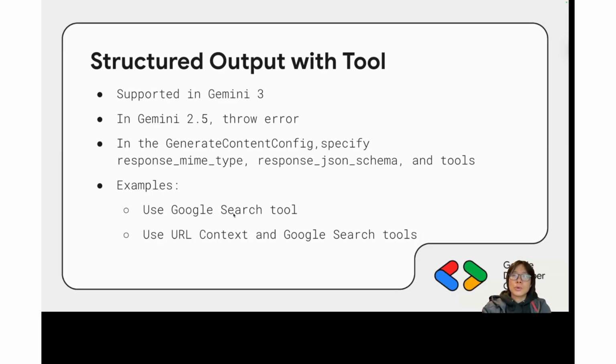For example, I can use the Google search tool to look up real-time data on external sources such as websites and YouTube videos. I can also use URL context and Google search tools together, so I can force the LLM to use URL context as my primary source and use the Google search tool to look up the information when the provided URLs do not have the information that I demand.